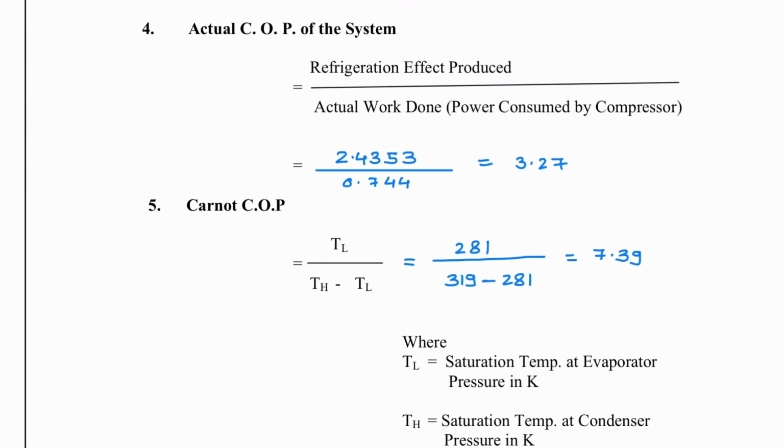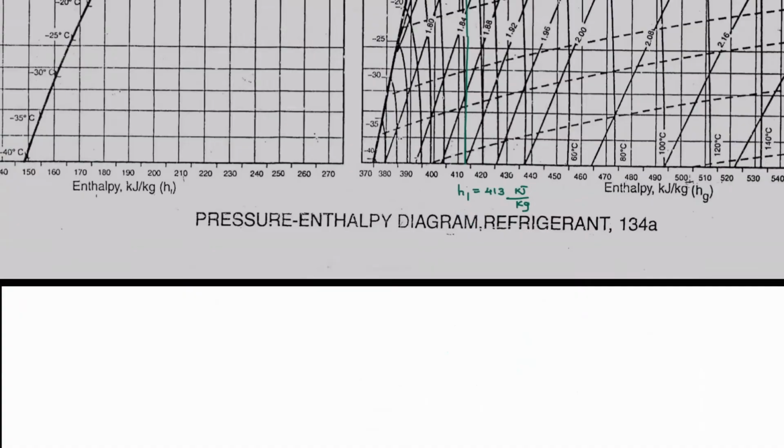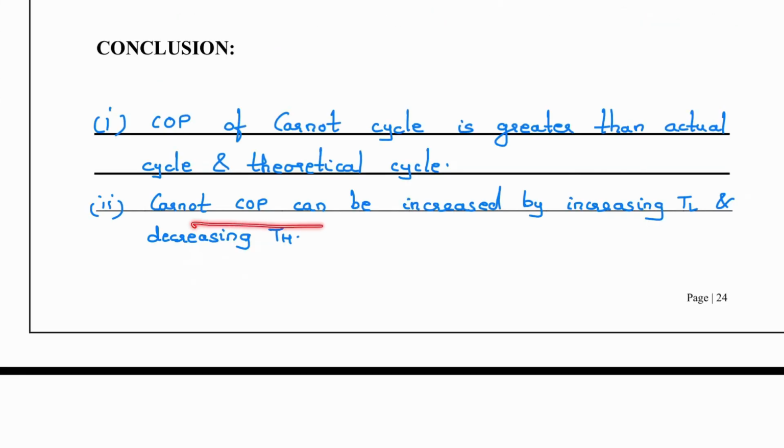COP of Carnot cycle is dependent on T low. What is the equation? T low upon T high minus T low. So it depends on T low and it depends on T high. If T low value is increased, Carnot COP will increase. If T high value is decreased, Carnot COP will increase. So the same thing is written: Carnot COP can be increased by increasing T low and decreasing T high.